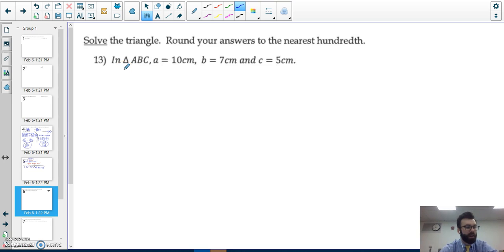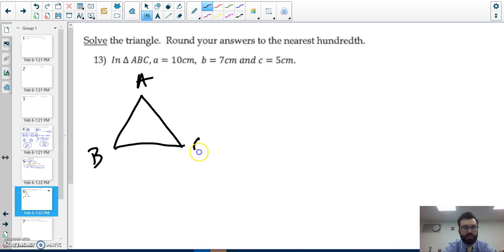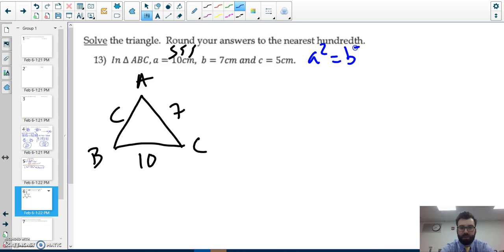All right, solve the triangle. Okay, so I'm given triangle ABC, where A is 10, B is 7, and C is 5. So I have side, side, side, which means I have to use the law of cosines. All right, law of cosines. I'm going to use A squared equals B squared plus C squared minus 2BC cosine of A.